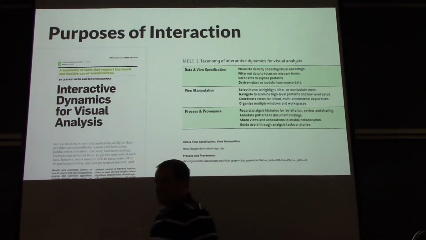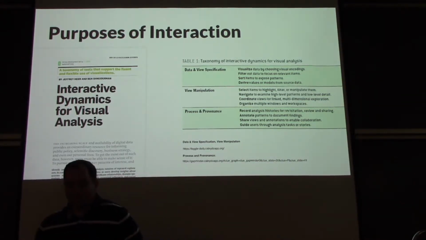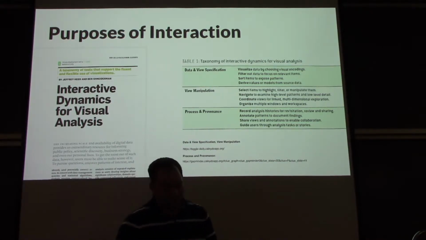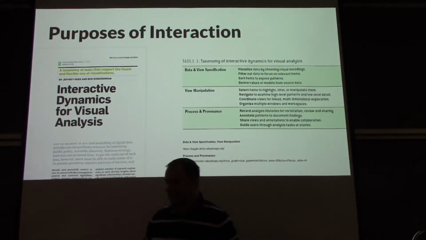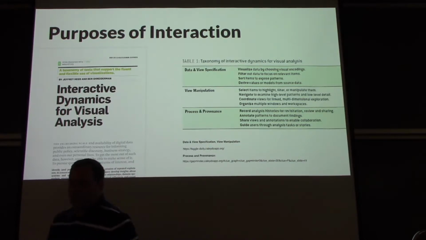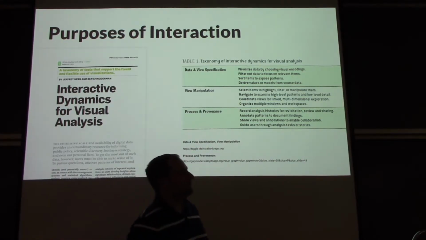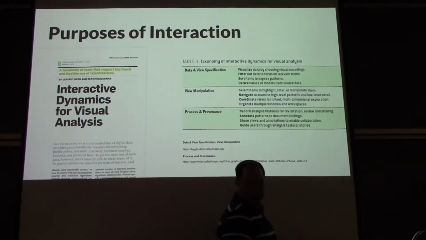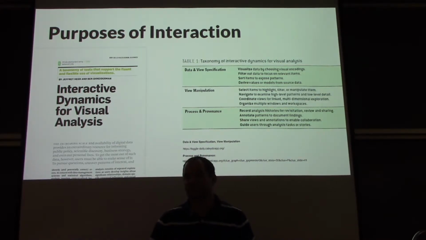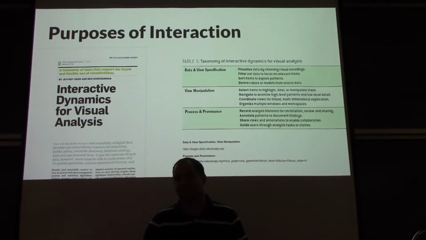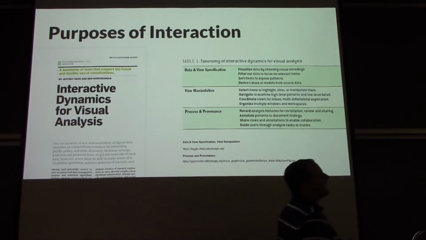I think this is a very special case, right? And so this paper really gives you a good structure of what the different types of interactions are. So maybe let's go about them. What is the purpose of the data and view specification interaction? So what do I want to do in that class of interactions?